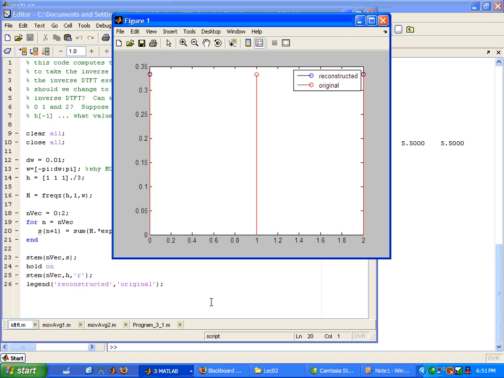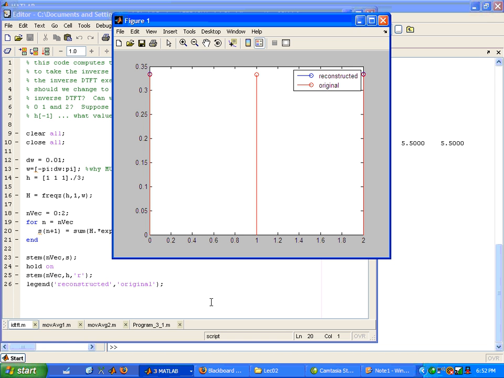The red is my original, right? The red is the original one-third, one-third, one-third. And then fairly imperceptibly behind that, you can see the blue is the reconstructed. That's what I got from applying my formula. And you can see that it's almost right there. It's almost perfect. You can barely see the blue underneath the red, so it's pretty good.